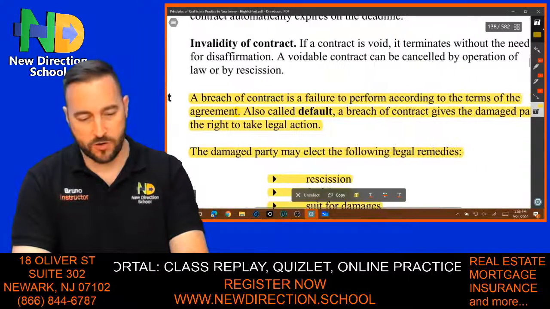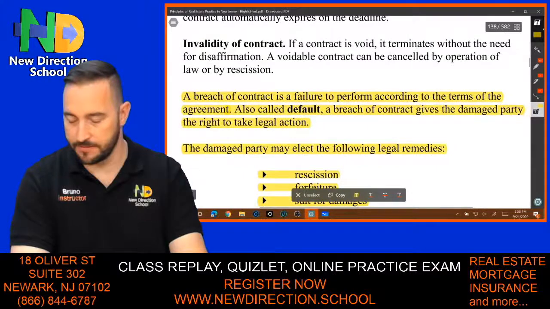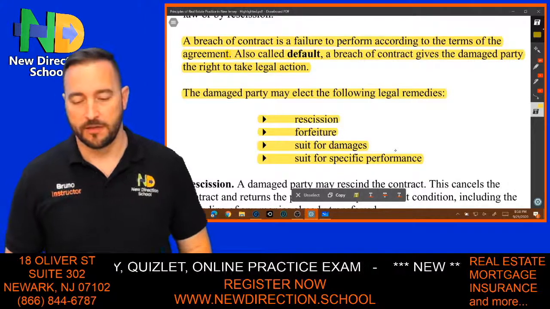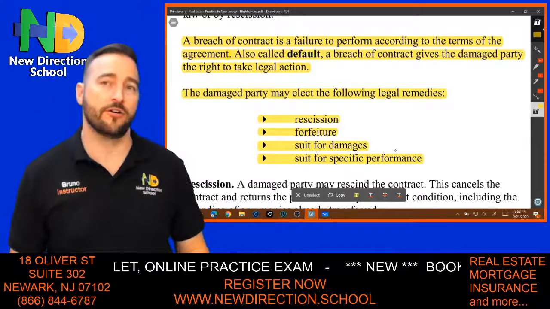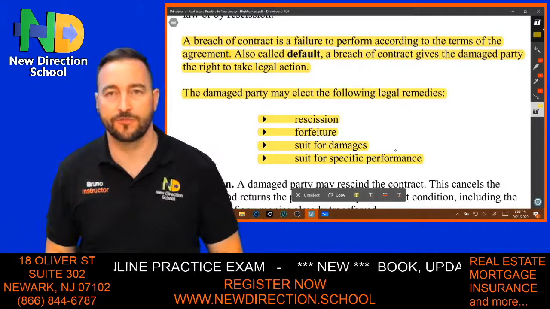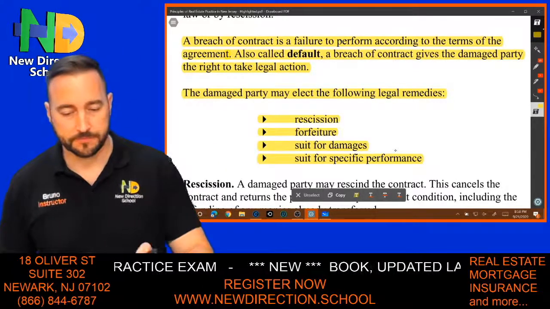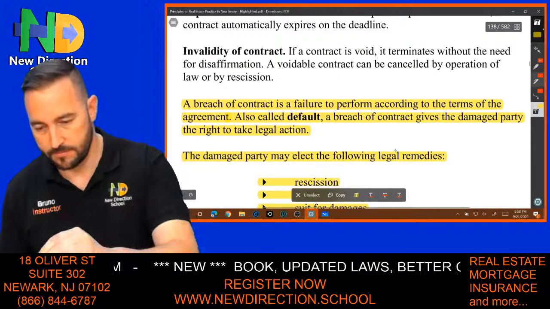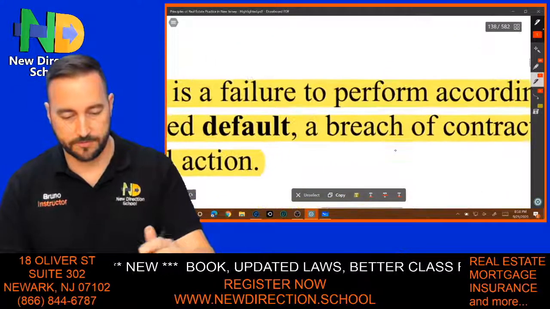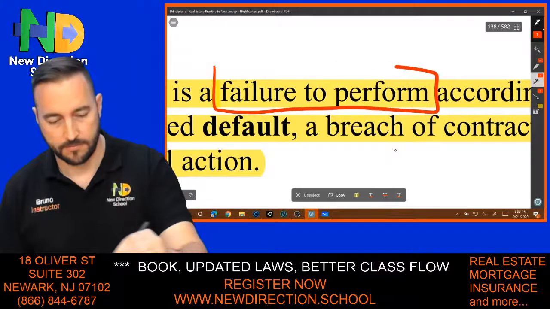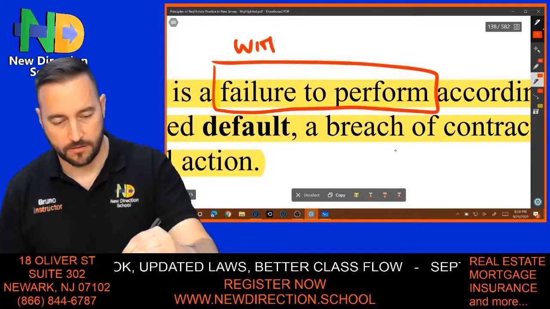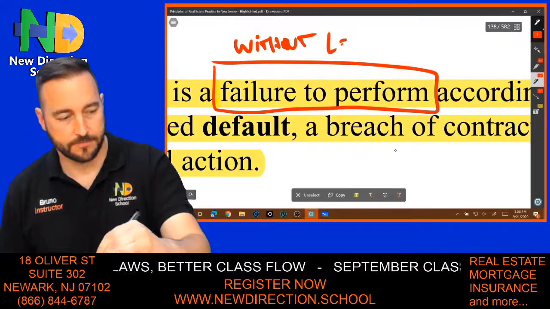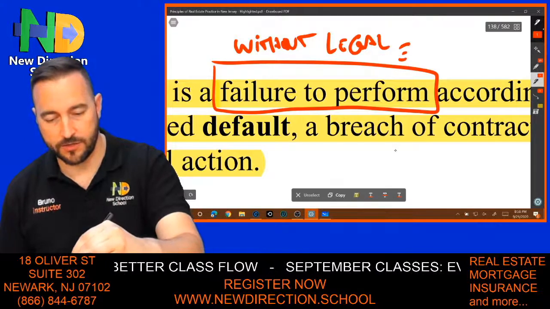Breach of contract. There might be questions regarding breach of contracts. Let's go over these. A breach of contract is a failure to perform according to the terms of the agreement. It's also called default. A breach of contract gives the damaged party the right to take legal action. Now, failure to perform without legal excuse. Muslima, you have this in the book.